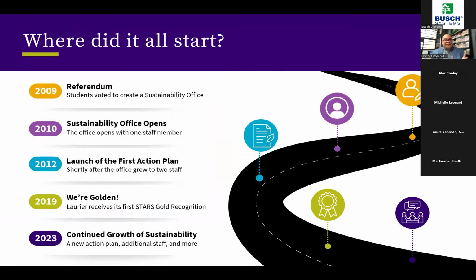Where did we all begin? So the background was that we started as part of a student referendum back in 2008 as an office to create a sustainability office focused on implementation of sustainability initiatives. Fast forward to 18 years later, our program has evolved from a team of 1 to a team of 3, and full integration across our multiple campuses in trying to work on sustainability.